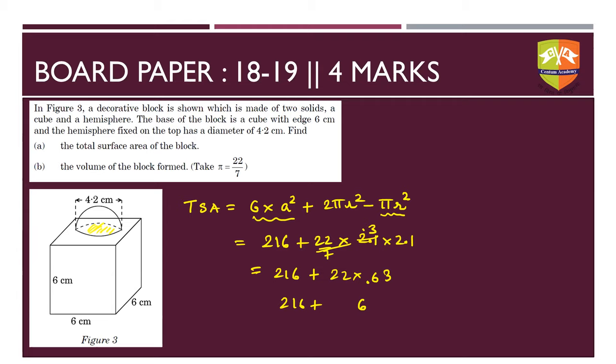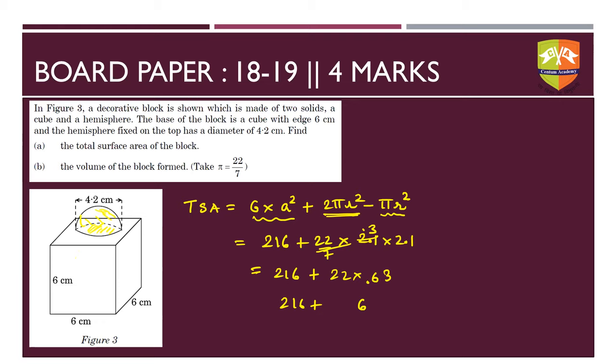No. Hello, guys. You have to find out the total surface area of the block. It's not asking about the hemisphere. Sir, but you have to write 3 pi r squared minus pi r squared. No, bhai. Dekho, the curved surface area of the sphere is how much? 2 pi r squared, correct? Only. Understood. Did you get it, sir? Yep. So only the curved surface area has to be added.